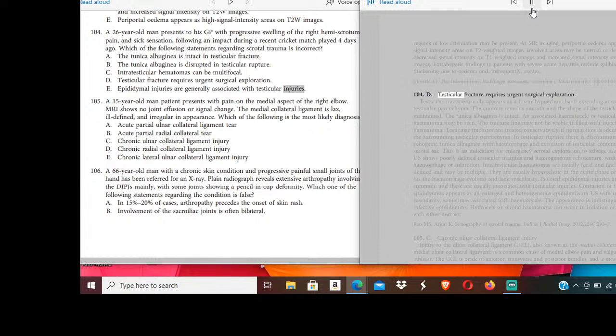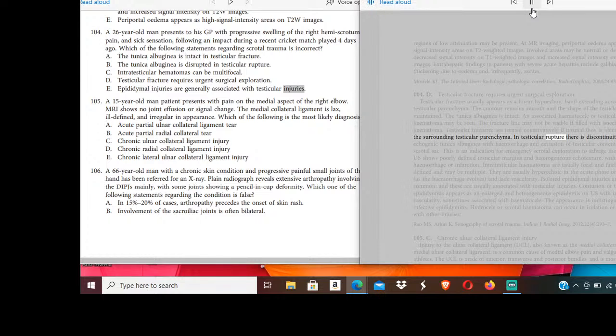104, D. Testicular fracture requires urgent surgical exploration. Testicular fracture usually appears as a linear hypoechoic band extending across the testicular parenchyma. The contour remains smooth and the shape of the testicle is maintained. The tunica albuginea is intact. An associated hematocele or testicular hematoma may be seen. The fracture line may not be visible if filled with isoechoic hematoma. Testicular fractures are treated conservatively if normal flow is identified in the surrounding testicular parenchyma.